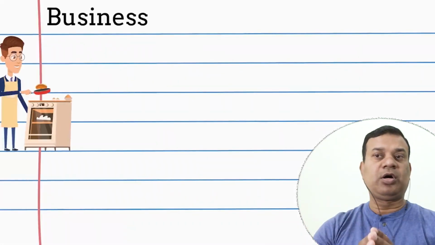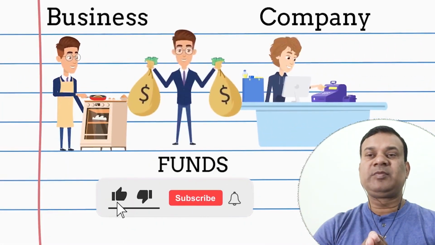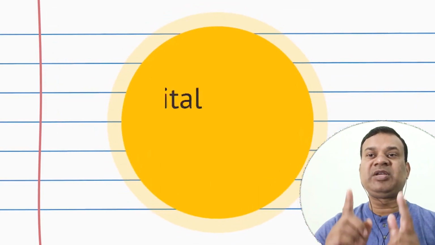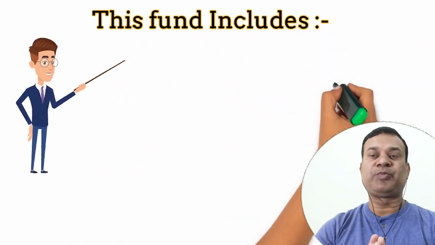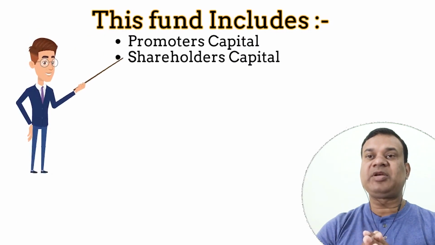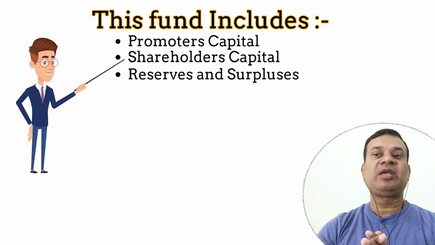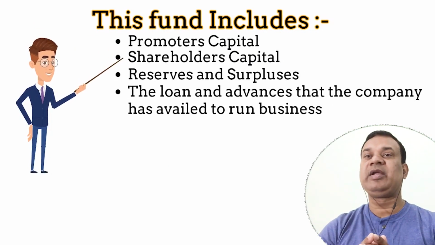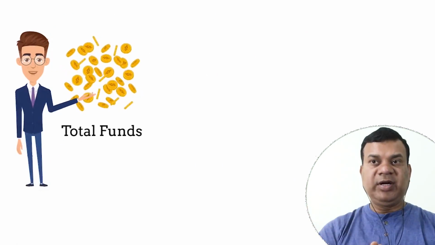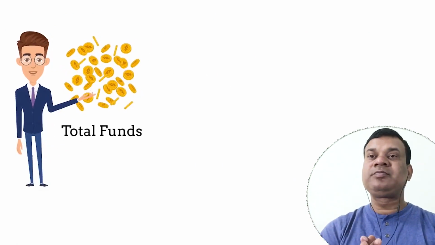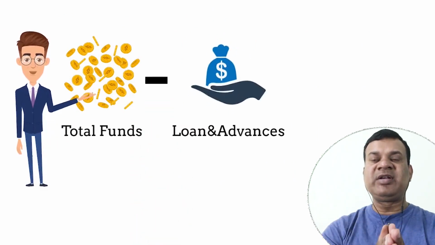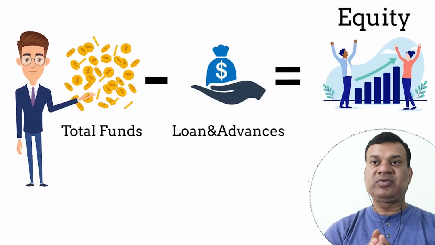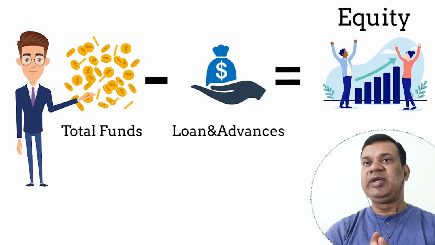To start a business or to run a company, funds are required. The total funds involved in the business are called the capital employed. This fund includes the promoter's capital, shareholders' capital, reserves and surpluses, and the loans and advances that the company has availed to run its business. Out of the total funds available for the company, if we exclude the loans and advances taken by the company, we are left with only equity, that is also called shareholders' equity.